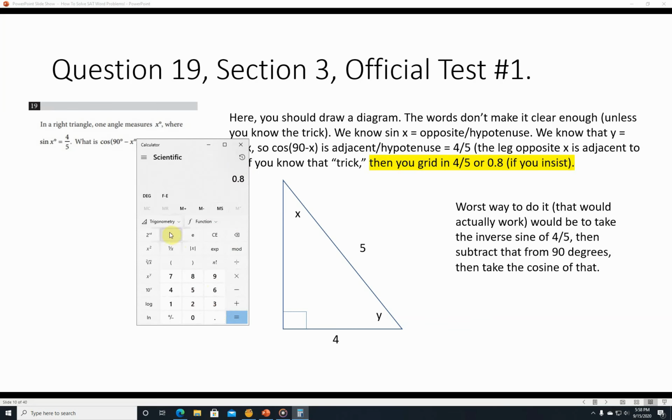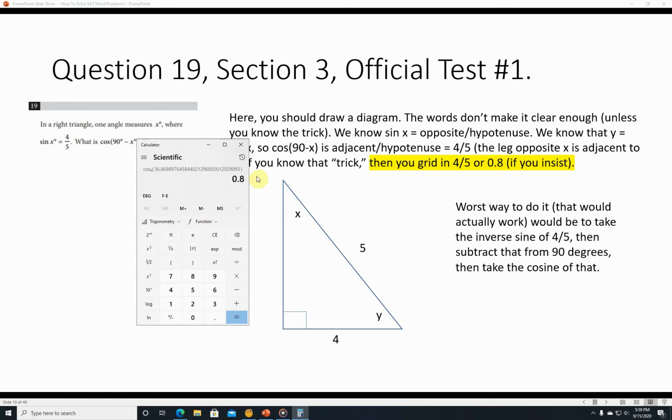0.8. We take the inverse sine, 53.13. That is x, so we subtract that from 90. That's going to be 36.869, and so on. So roughly 36.87. Then we take the cosine of that.